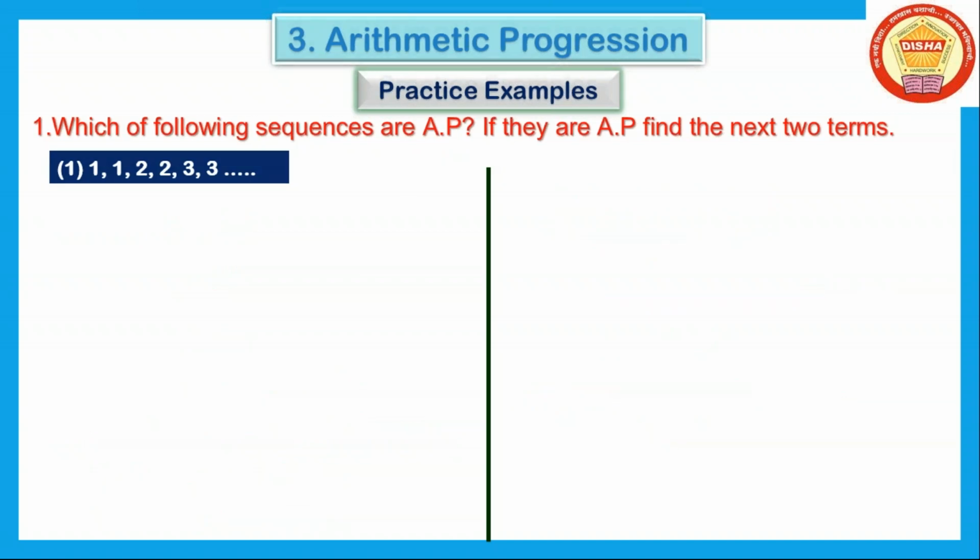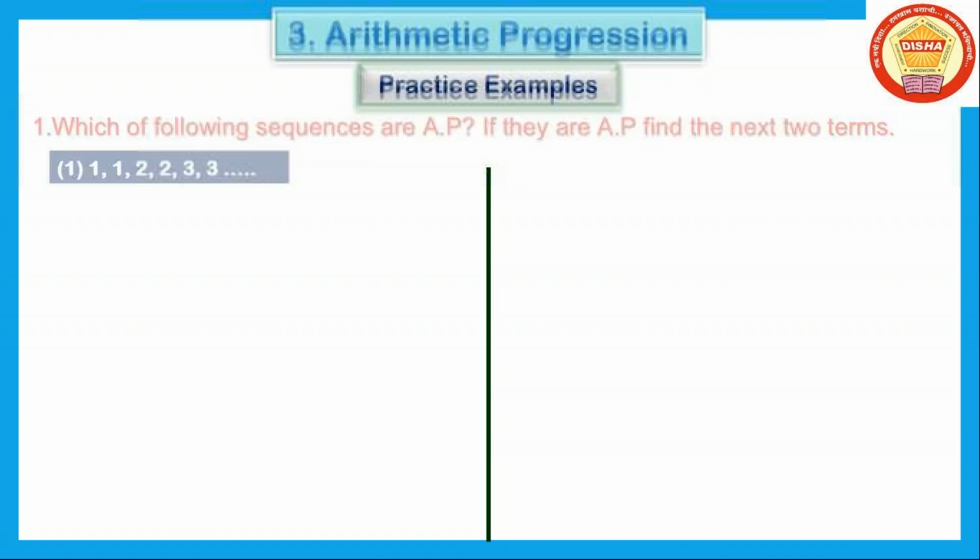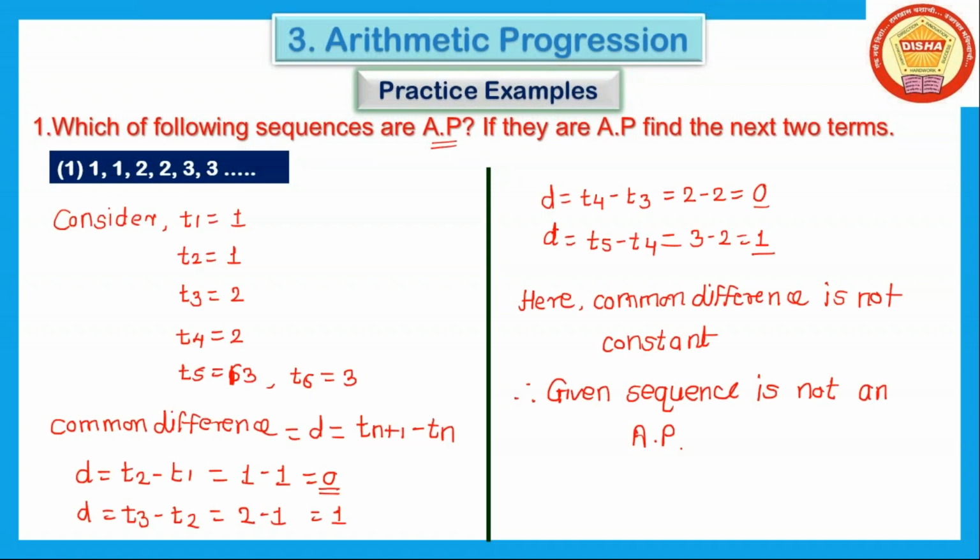Okay. What we understood from this given example? See, if common difference is constant, then it is AP. If common difference is not constant, then it is not an AP. Okay, means we see the given sequence is AP or not. On that basis, we see here two examples. In first example, common difference is constant, so it is AP. In the second example, common difference is not constant, so it is not an AP.